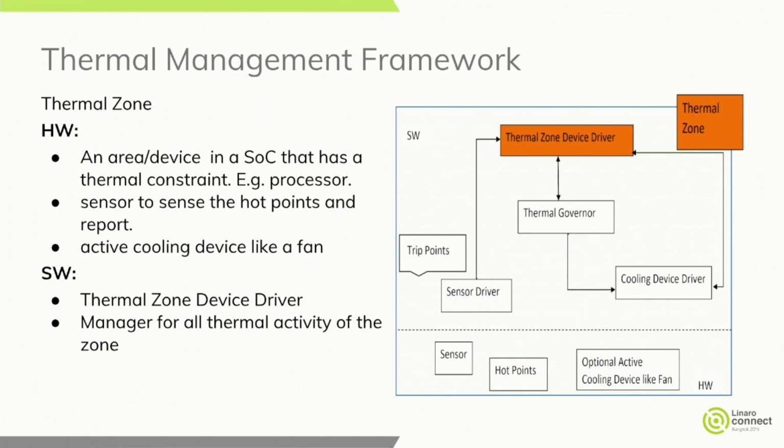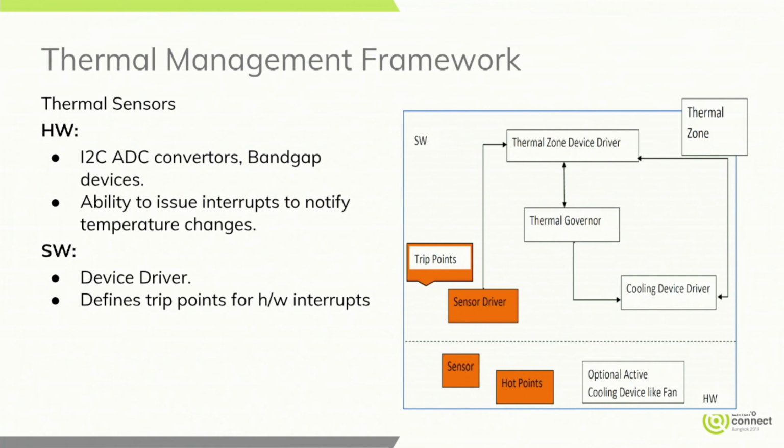Then there are thermal sensors, which, from a hardware point of view, are actual I2C ADC converters or band gap devices that have the ability to sense the device hot points, to sense temperatures, and to issue interrupts to notify about the temperature changes. From a software point of view, there is usually a device driver associated with each of these sensor devices. These device drivers often define the trip points for these hardware interrupts, and also define the range of temperature for these trip points.